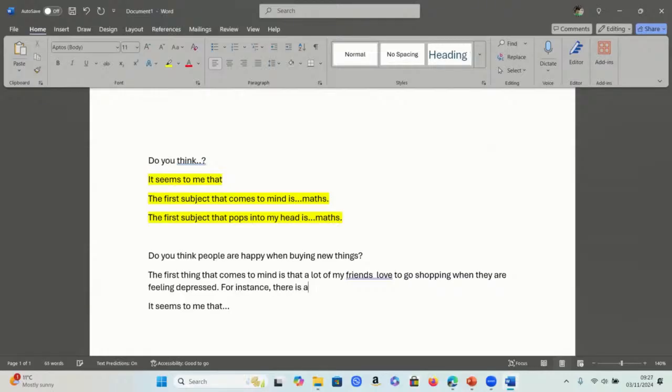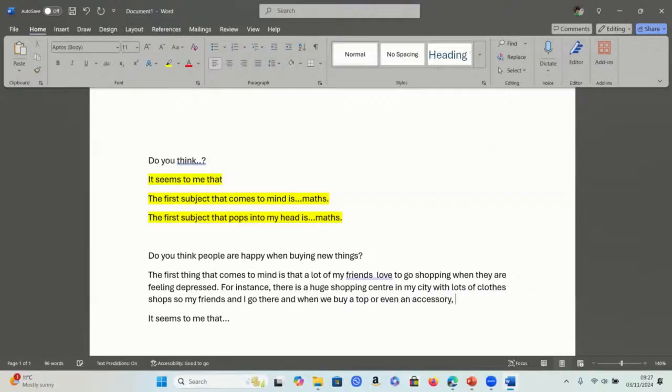There is a huge shopping center in my city with, see how you can just make it longer and longer, lots of clothes shops. So my friends and I go there, and when we buy maybe a new top or whatever, even our mood improves, right? That's how I would quickly answer it. If I'm quickly doing it, it's that.